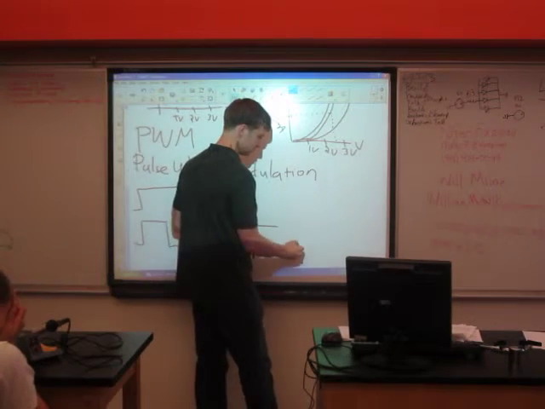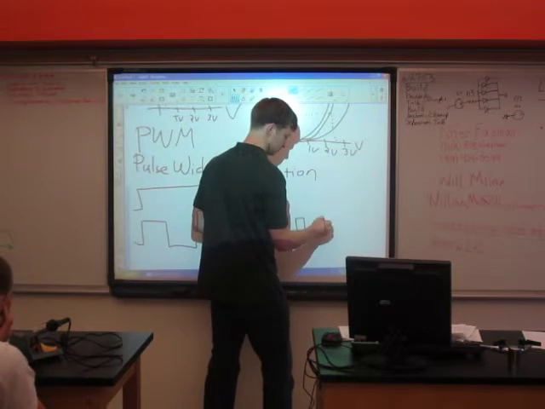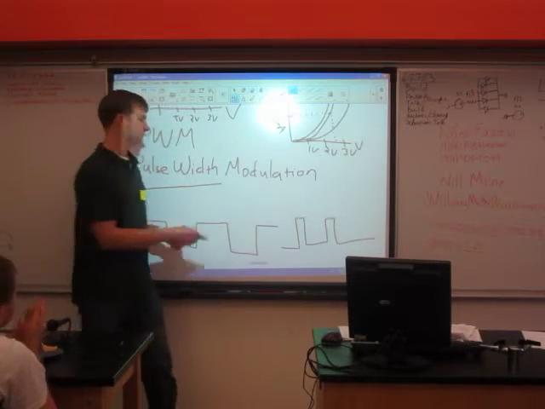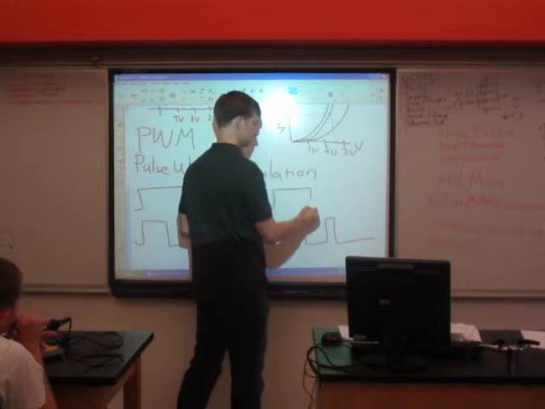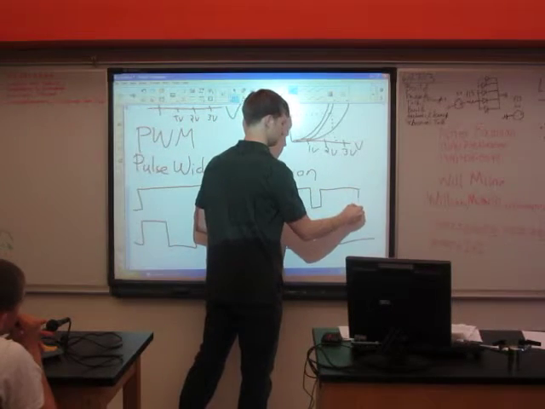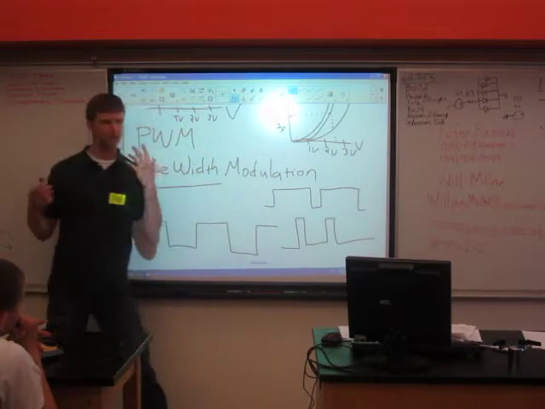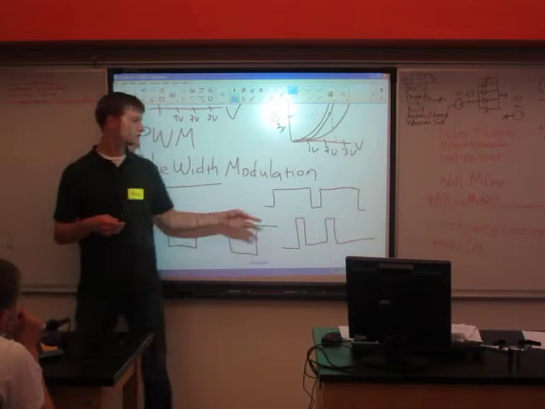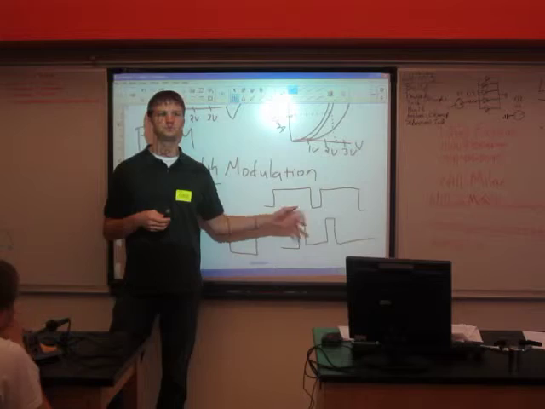If I did like this, that'd be very dim, right? But if I did this, that'd be very bright. Not full, but like 90%. And so this is a trick you can use with LEDs to dim them.